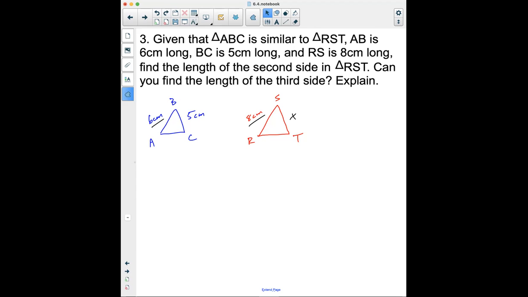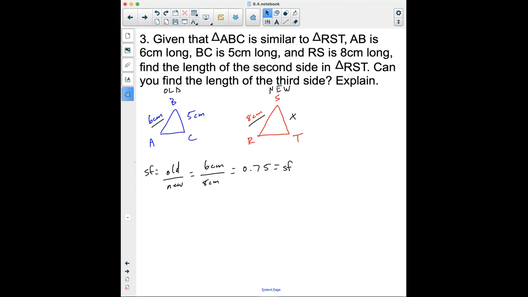So we have that pair of corresponding sides. Let's find the scale factor, and let's call this one old, and we'll call this one new on the right. Scale factor is old over new. Old is 6 centimeters, new is 8 centimeters. So that tells me my scale factor is equal to 0.75. Now that we know the scale factor, we can go ahead and solve for that missing side length.